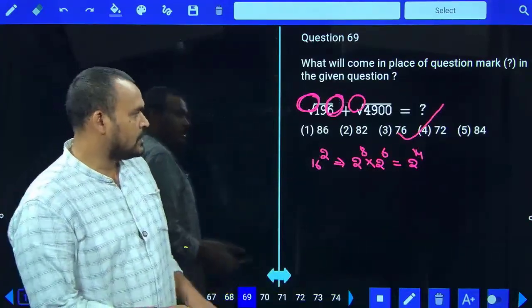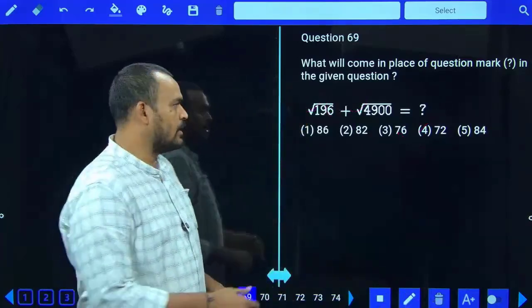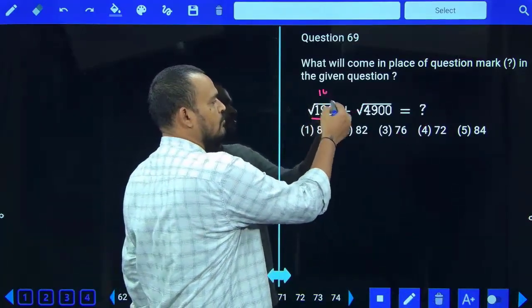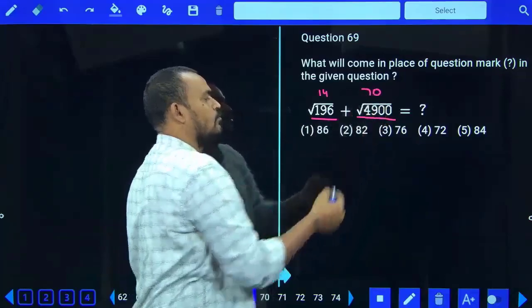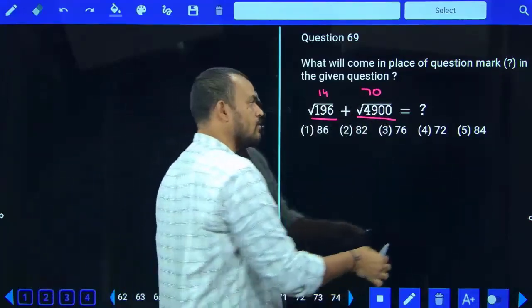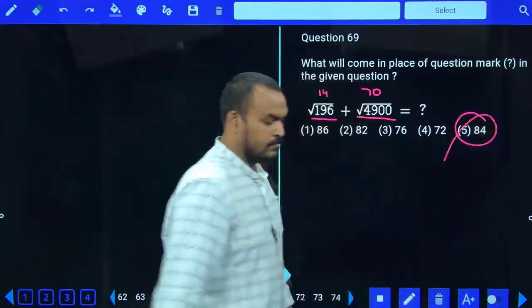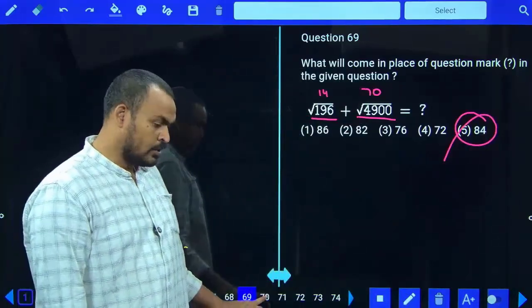Next question number 69. What is square root of 196? 14. Square root of 4900? 70. 14 plus 70? 84. Which option? Fifth one. Next question number 70.